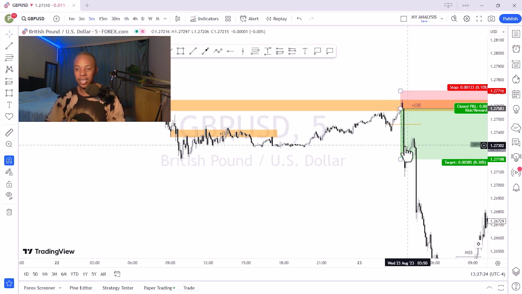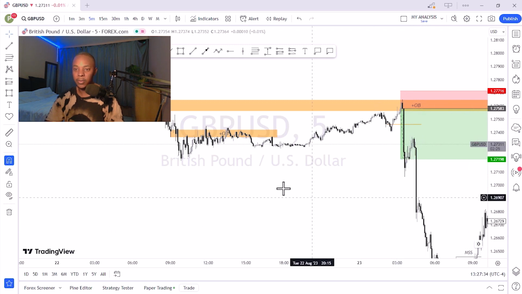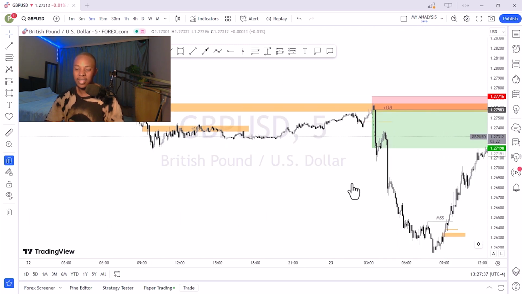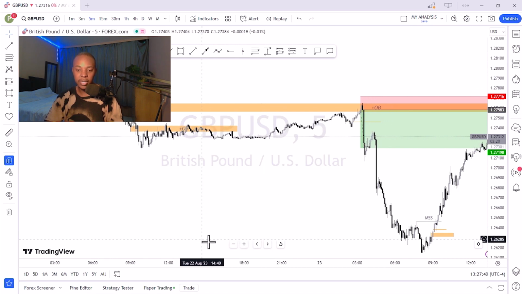Maybe 50%, or not even 50%, maybe 25%. So as you can see, it didn't even go over the 50%. I hesitated to take a trade there, and then missed all of this. So I'm not going to beat myself up. It is what it is.